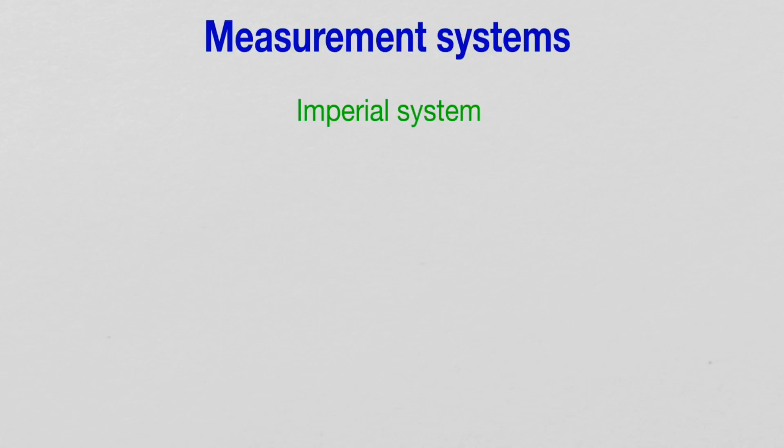Examples of units in the imperial system are feet, inches, pounds, PSI, FPS, mph, miles per hour, Fahrenheit, and so on and so forth.